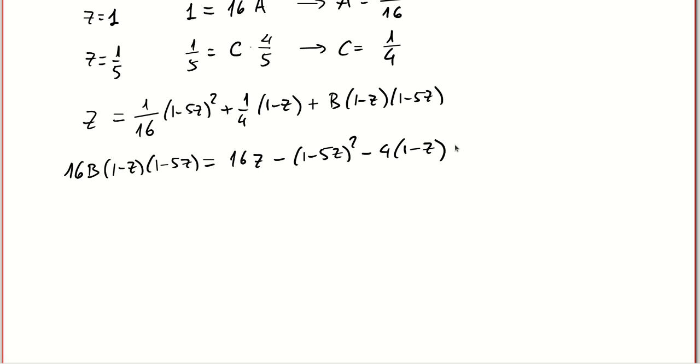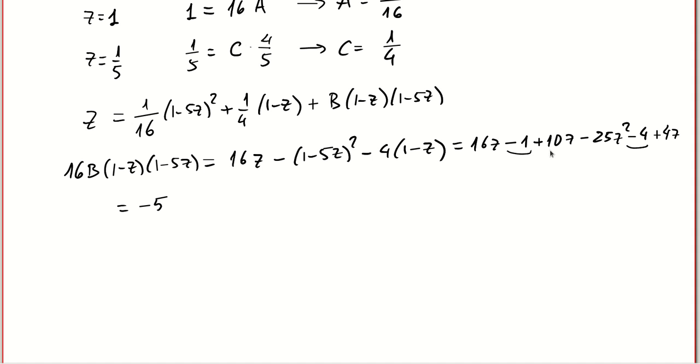And we need to simplify this. So we have 16z here minus, we expand this binomial, that is 1 plus 10z minus 25z squared, minus 4 plus 4z, right? Which becomes, let's see, minus 1 minus 4 is minus 5. Well, let me just begin with the constant. So we have minus 1, minus 5, okay, that's okay. So this one and this one.